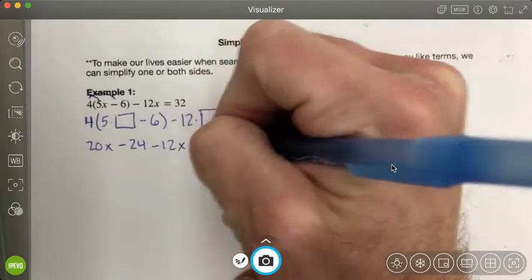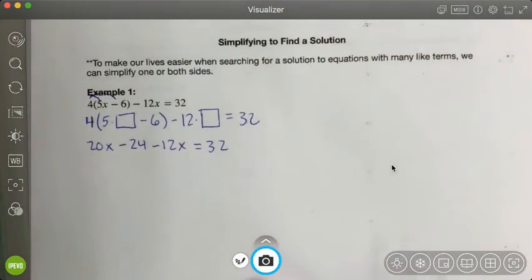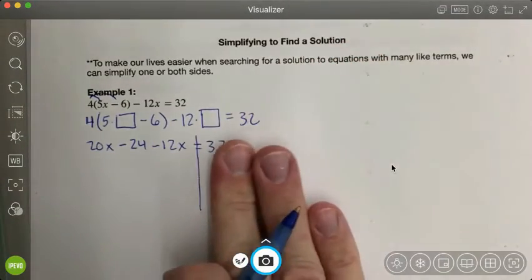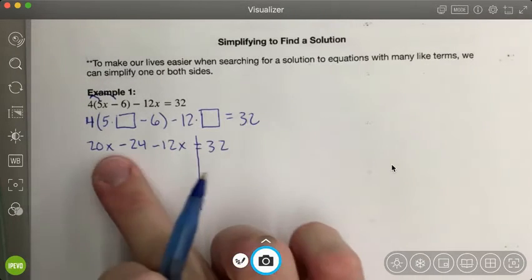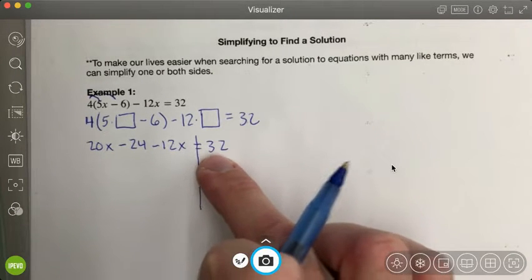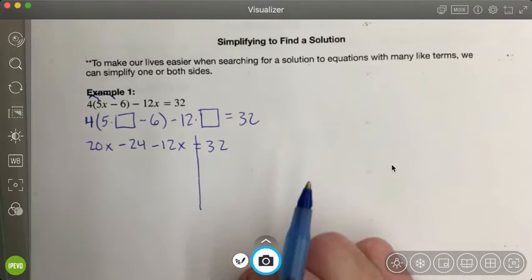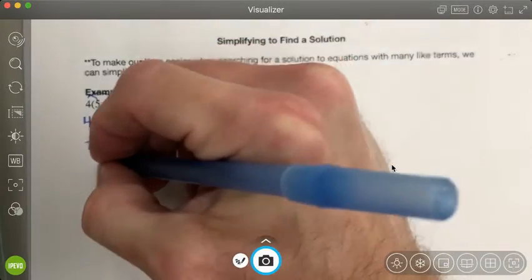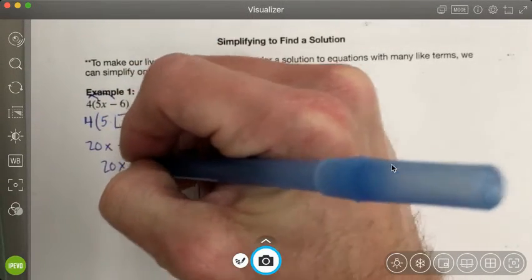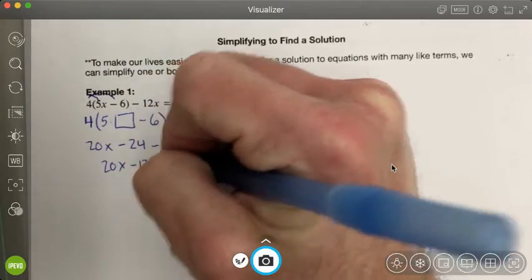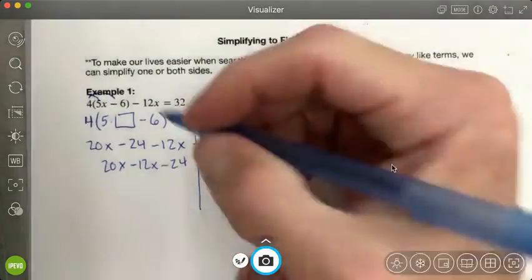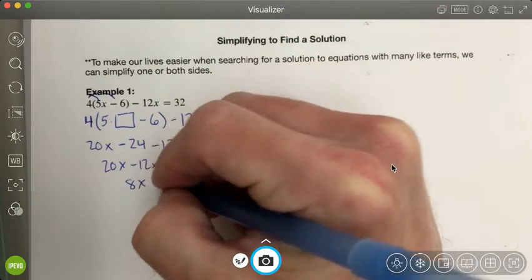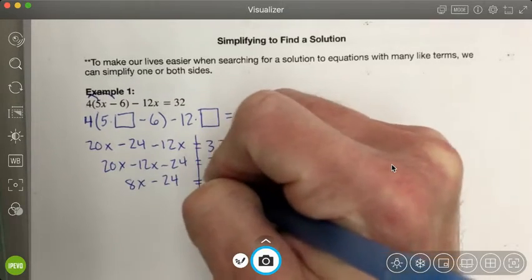That equals 32. So what I want you to think about is our equal sign is like a barrier. You can simplify anything that's on the same side of the barrier, but you cannot simplify across the barrier. So this 32 is just going to stay there because it can't be simplified with anything over here. And then I'm just going to finish simplifying. So in case you need the extra visual of grouping terms, I'm just saying, what is 20x minus 12x? Well, that turns out to be 8x minus 24 equals 32.